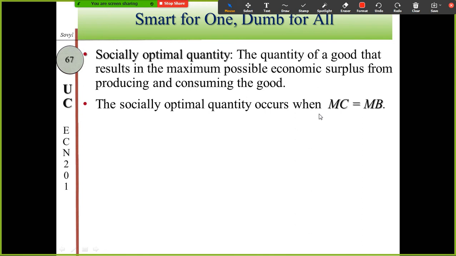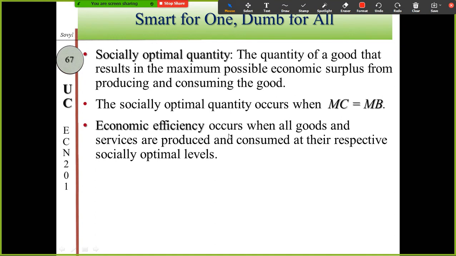Is it the cost-benefit principle or cost-benefit analysis that explains marginal cost and marginal benefit? I don't know, you know. Economic efficiency occurs when all goods and services are produced and consumed at their respective social optimal levels. If producers, suppliers, consumers and buyers can produce and consume at their social optimal levels, the economy in this country, in this society, will be efficient.